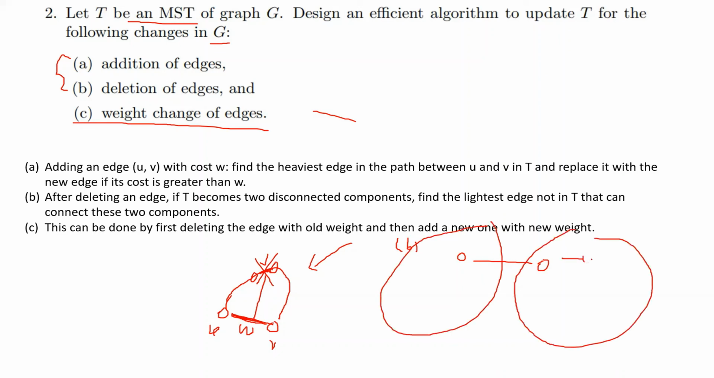So maybe it looks like this. And what you need to do is to connect these two components with the minimum weight. You can just check all edges and find the one that goes across the two components and has the minimum weight. And you connect it so you maintain the MST. Yeah, and that's how you deal with A, B, and C.